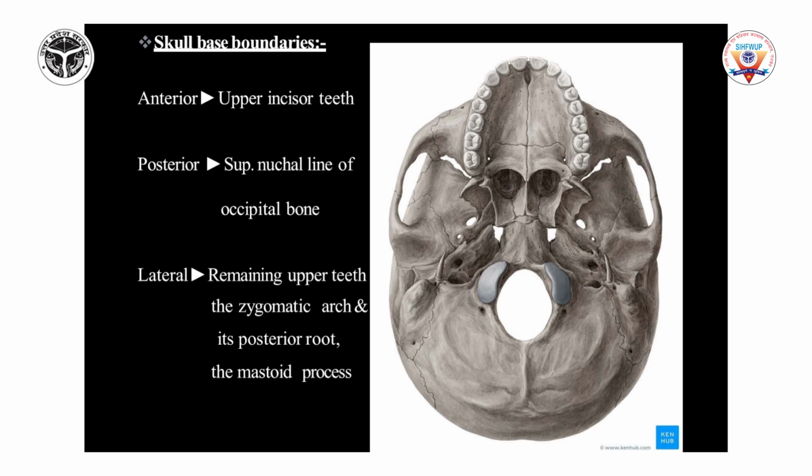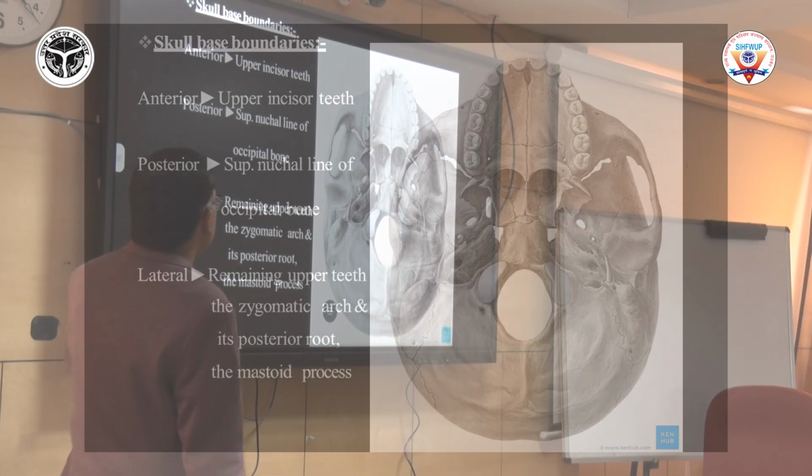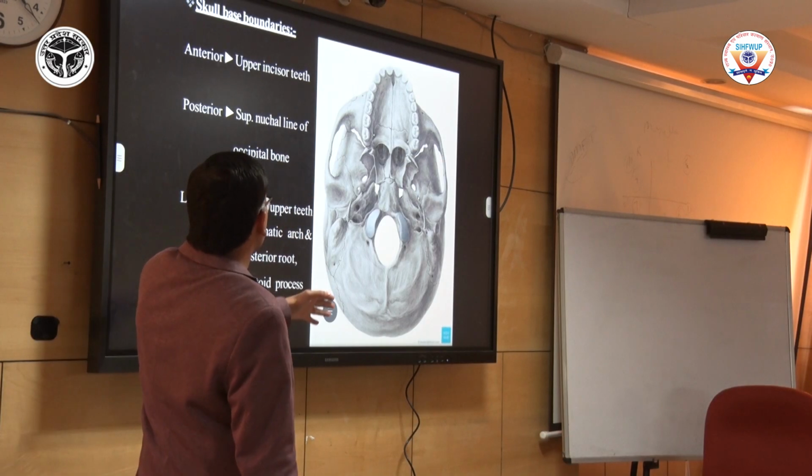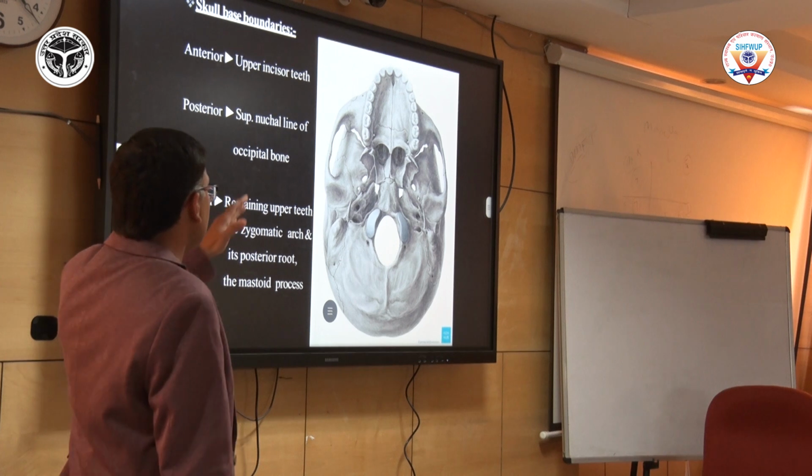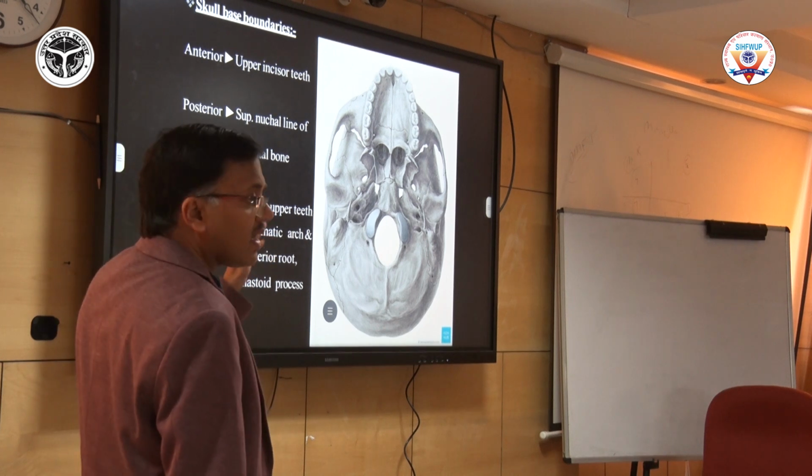So basically, from where does skull base start? It starts anteriorly from the upper incisor teeth, posteriorly from the superior nuchal line. So this is your anterior to posterior, and laterally from the remaining teeth and the zygomatic arch.